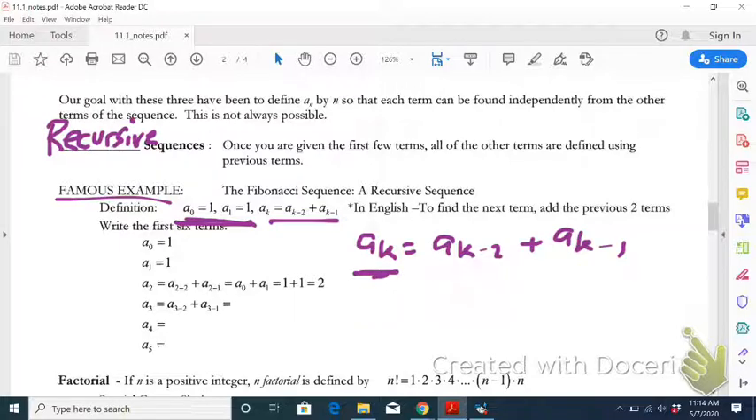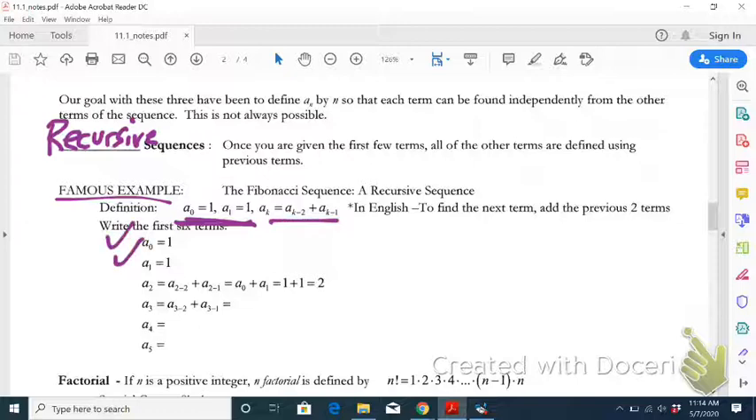So let's use this formula to find the first 5 terms of the Fibonacci sequence. The first 2 are given to us. For the second term, 2 is k, that's the term number that we're on. We're going to plug k right into these parts of the formula. So you see that a sub 2 is equal to a sub 0 plus a sub 1. Then you replace a sub 0 and a sub 1 with their values, and you get 1 plus 1 is 2.